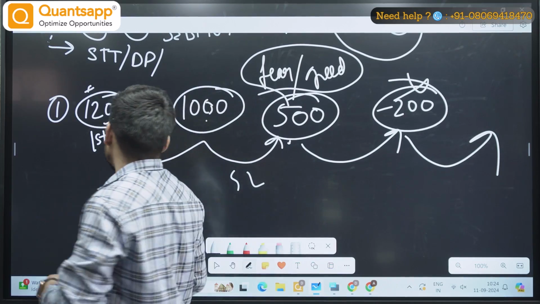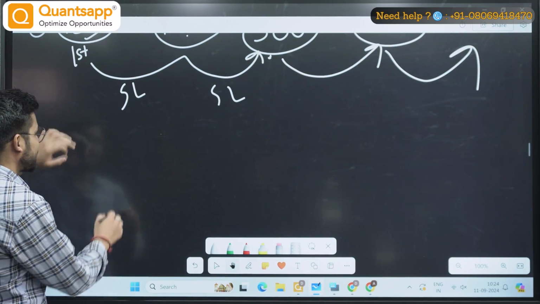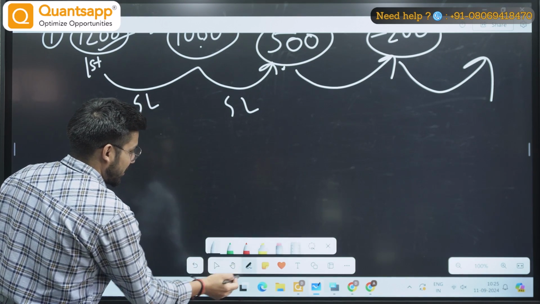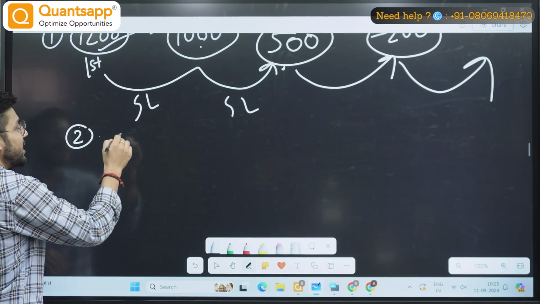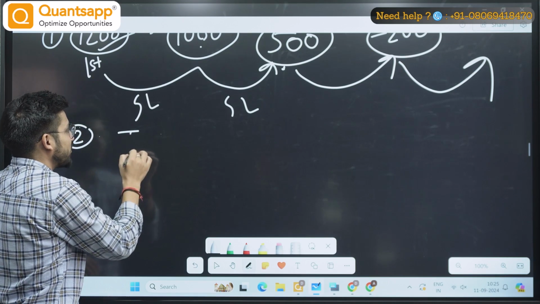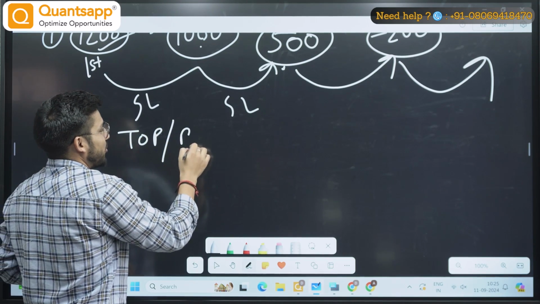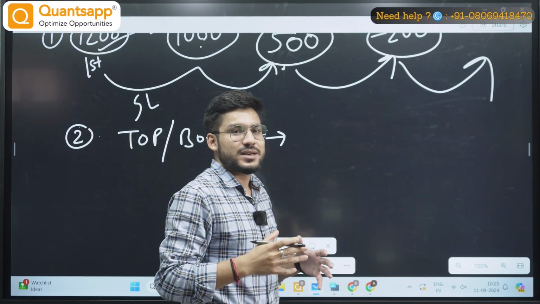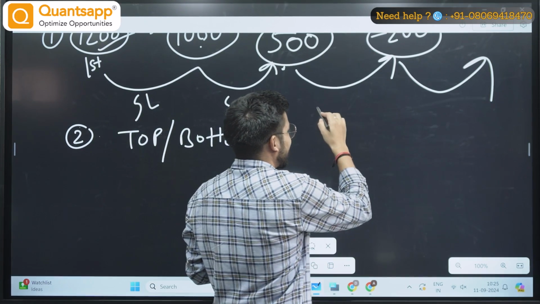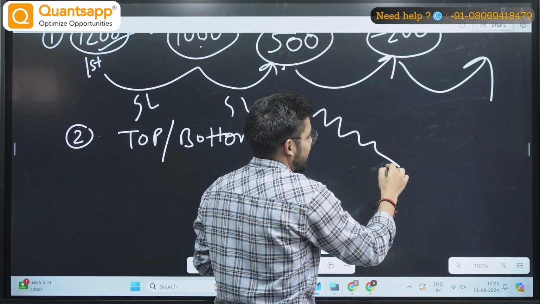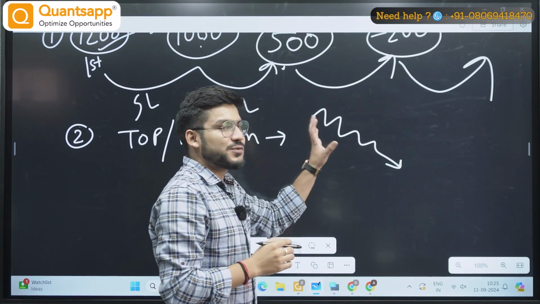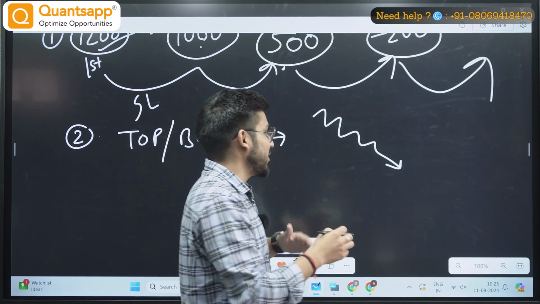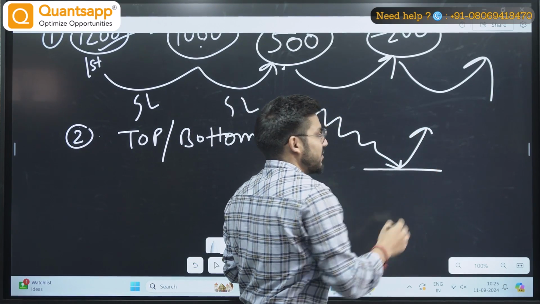So that is one of the reasons. Now the second thing, the second reason why people overtrade: in order to find the tops and bottoms of the market. If a person wants to find the bottom, he thinks, okay, the market is falling now, and there will be a particular point where it will reverse itself, right?